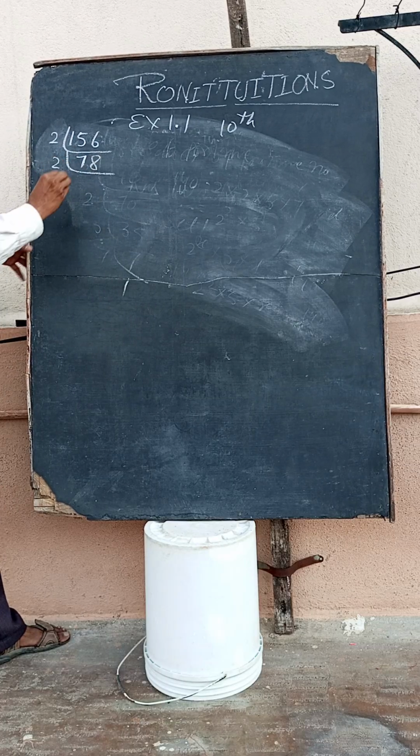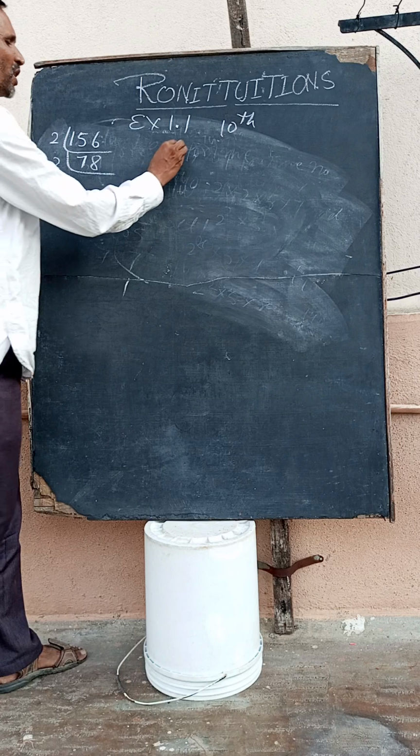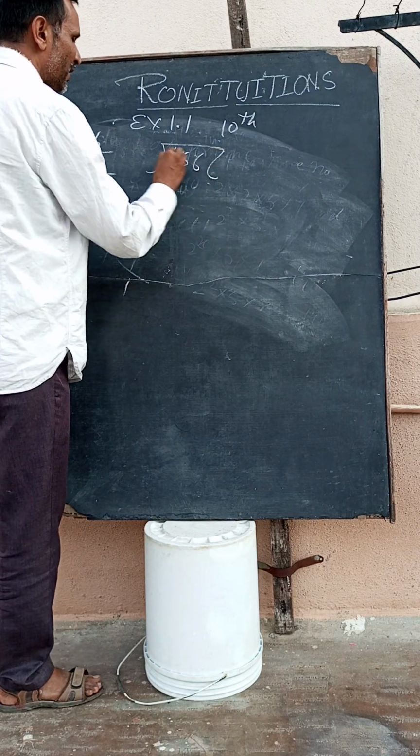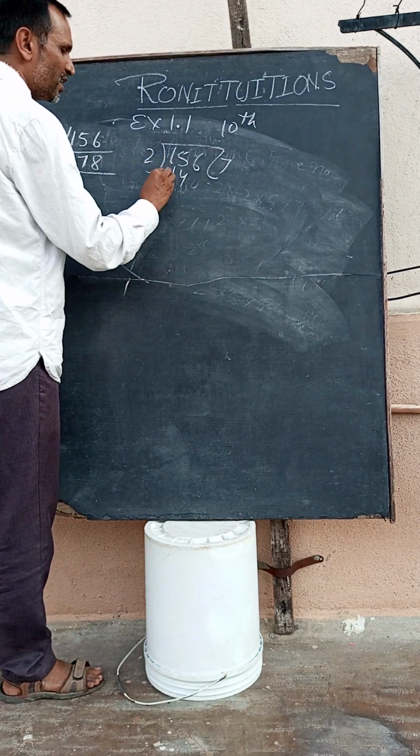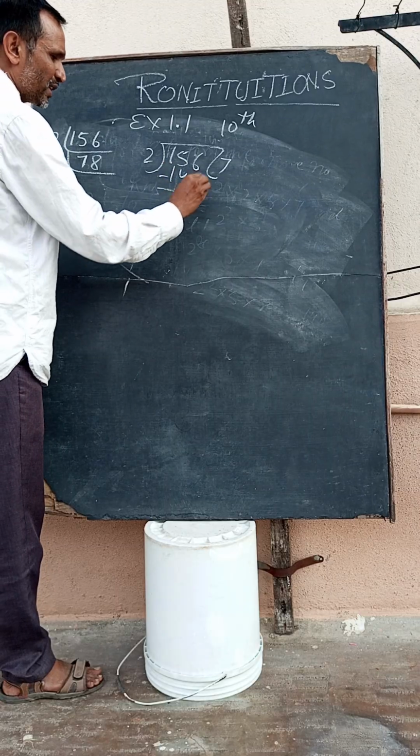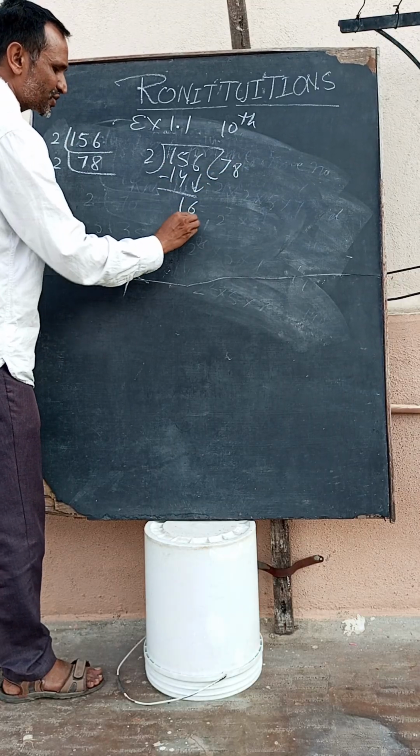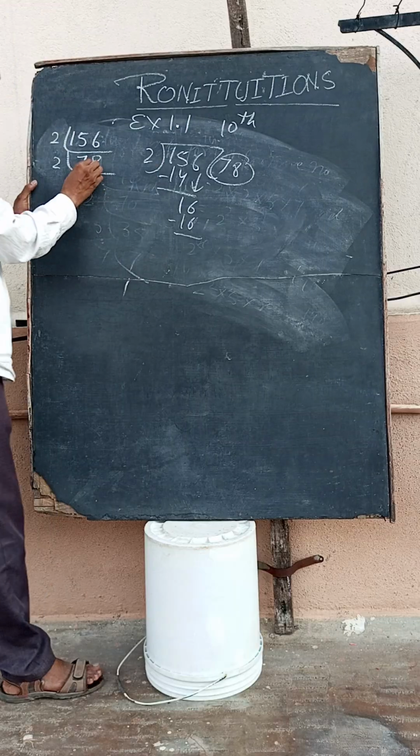Again we can divide it by those. If you are not getting how it is, you can do it like this. 156 divided by 2. 2 7s are 14. Then 1, drop down the 6. 2 8s are 16. Like this. This 78 I am writing here.